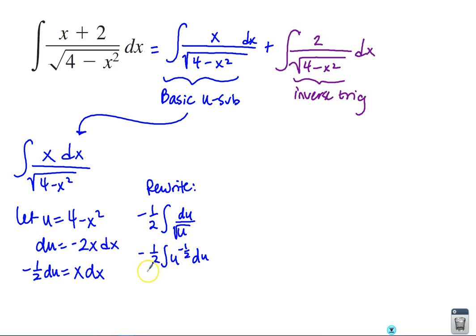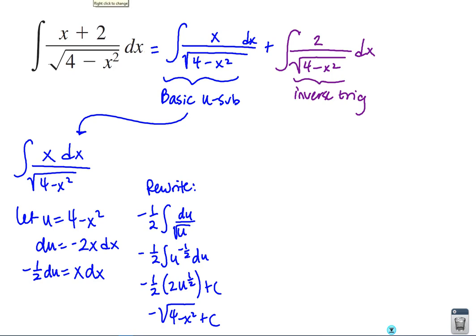Okay, so this is my rewritten version for this integral. I'm going to have negative 1/2 times 2 u to the 1/2 plus c. So this is negative 1/2 times 2, so negative, and then the square root of 4 minus x squared plus c. So that's just for the first part.